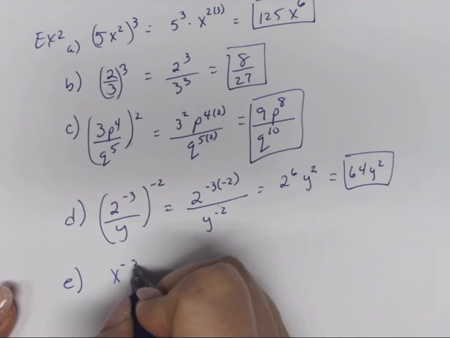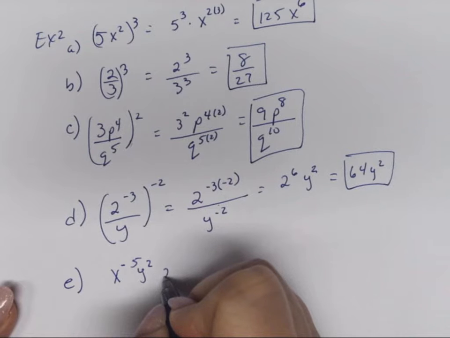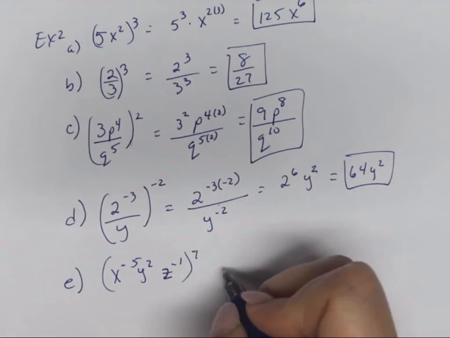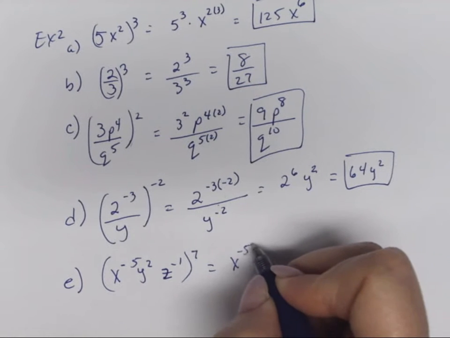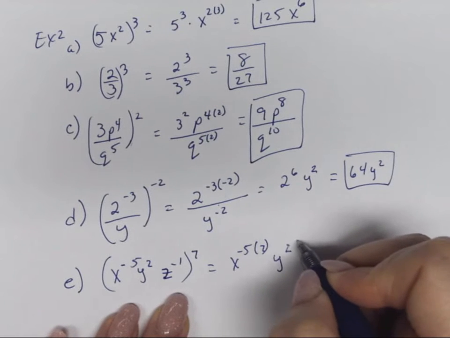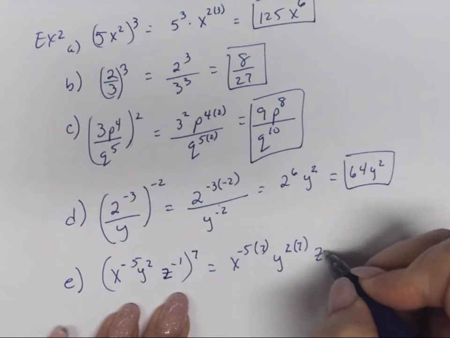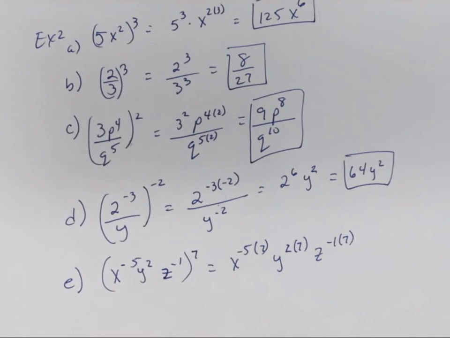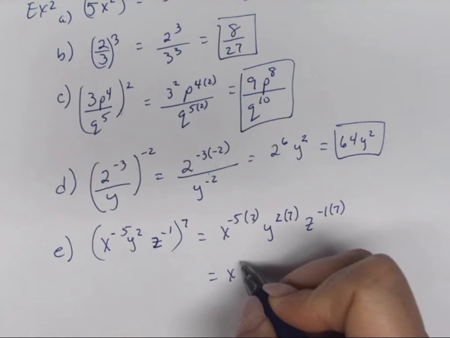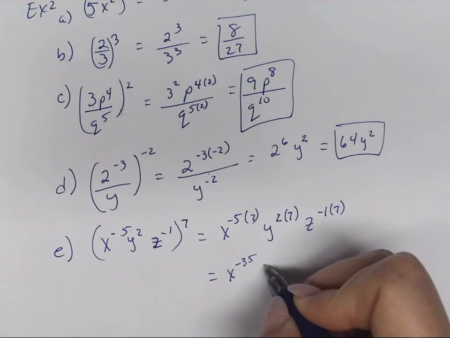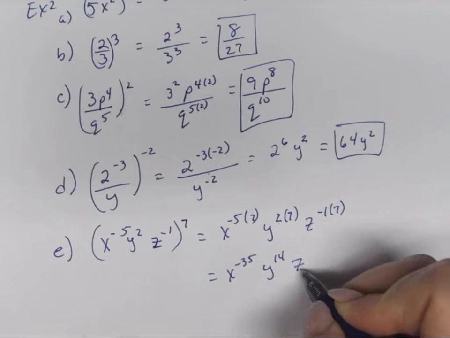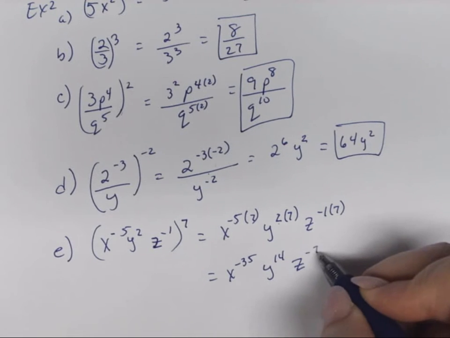If we have x to the negative 5, y squared, z to the negative 1, raised to the 7th power, we now have x to the negative 5 times 7, y to the 2 times 7, z to the negative 1 times 7. This will get us negative 5 times 7. We get x to the negative 35. y to the 2 times 7 is 14. And z to the negative 1 times 7 is negative 7.